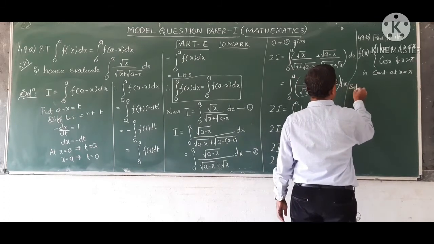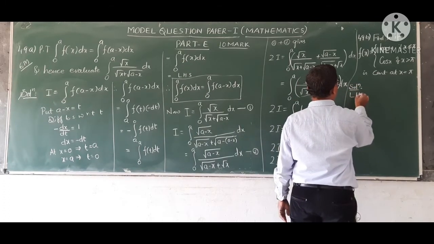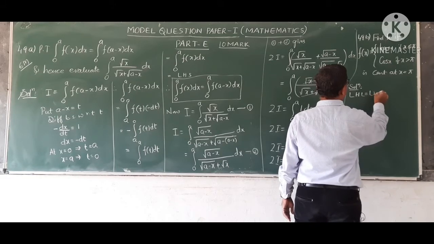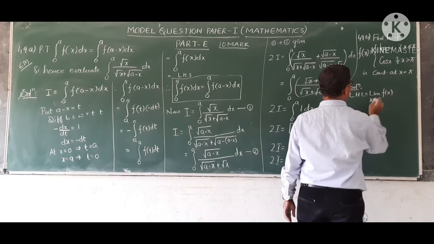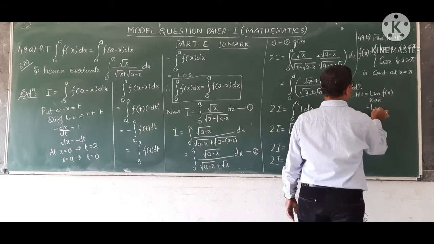Okay. Now here find the left hand limit as well as the right hand limit. LHL is equal to limit of f of x as x tends to pi minus. That is limit x tends to pi minus.